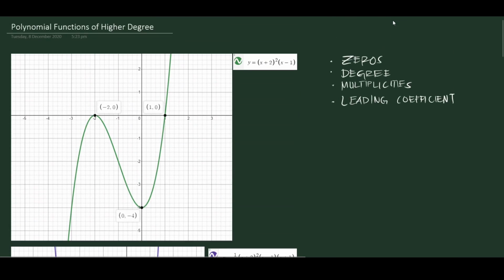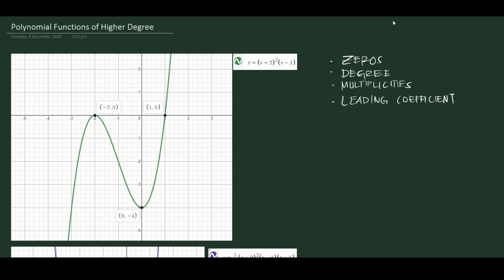Okay, we have the zeros. We're going to take a look at the zeros, degree, multiplicities, and leading coefficient. We have the equation on the top right, just for reference. What we really want to do here is to determine the zeros, degree, and multiplicities given this graph. So start with the zeros.